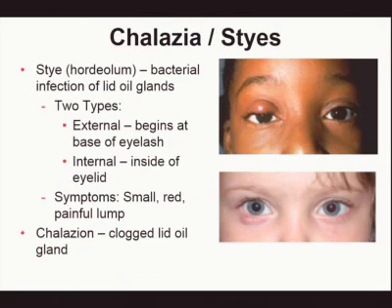Chalazia or Styes. We usually use the terms interchangeably, but there technically is a difference. So a chalazion is a clogged lid oil gland, whereas a stye, also called a hordeolum, is a bacterial infection of the lid oil glands. And with styes, there's 2 types. There's external, that begins at the base of the eyelash, and internal, which occurs inside the eyelid, and the symptoms are a small red painful lump.